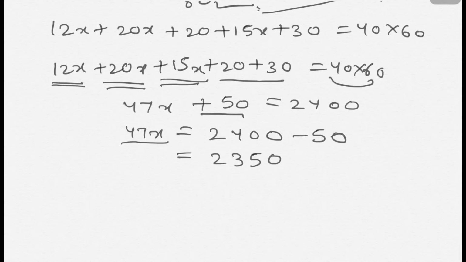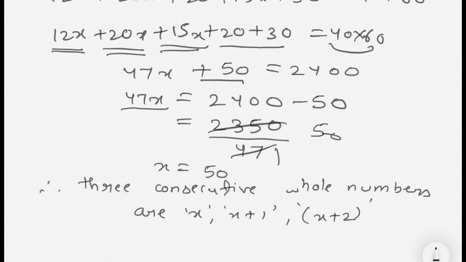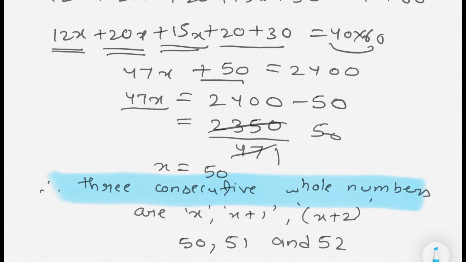Since 47 is multiplied with the variable, it will get divided. If you cancel 47 by 1 and 50, you have the x value as 50. Now the first whole number is 50. The next two consecutive whole numbers would be 51 and 52. Therefore, the three consecutive whole numbers x, x plus 1, x plus 2 are equal to 50, 51 and 52.